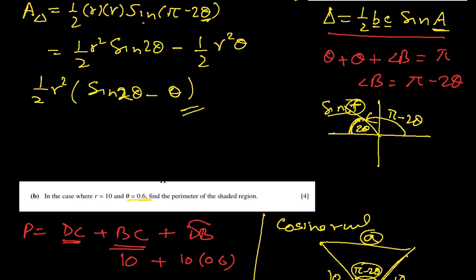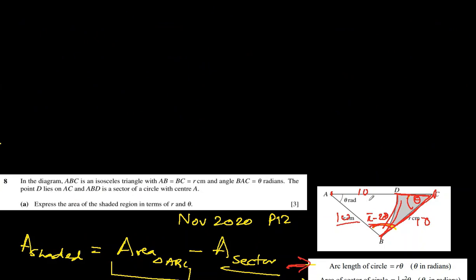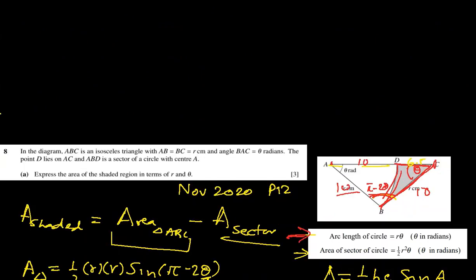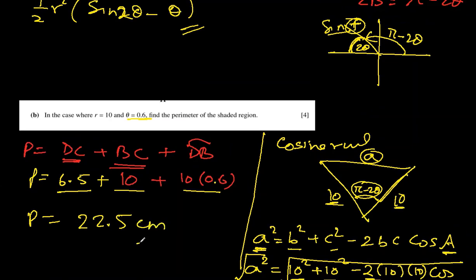So let's go back to the original question. This is 16.5. I reduce 10 from it, so the remaining DC is 6.5. Okay, so 6.5 is the one I will use here. So that becomes the perimeter now. So the perimeter is 6.5 plus 10 is 16.5, and the arc is 10 times 0.6, so 6. The perimeter will be 22.5 centimeters.